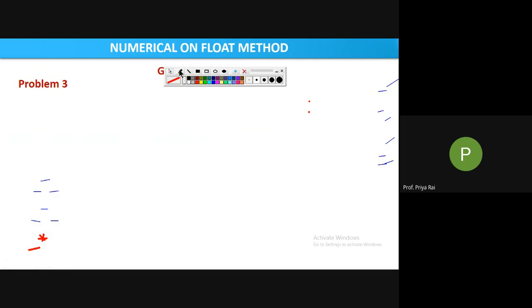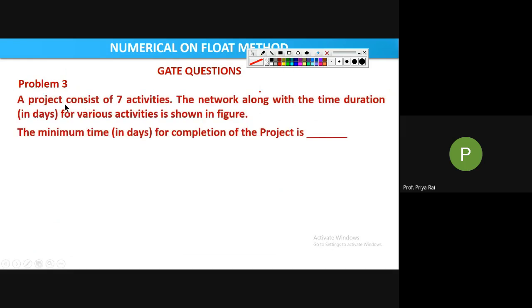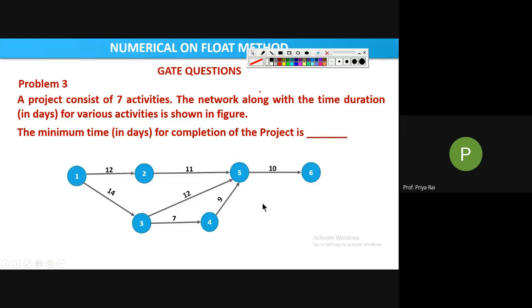Now let us solve another problem. Question 3. A project consists of 7 activities. The network along with the time durations in days for various activities is shown in the figure. That means these are the durations of the activities. Here I have not given A, B, C, D, so you can simply write it as 1 to 2, 1 to 3, like that.